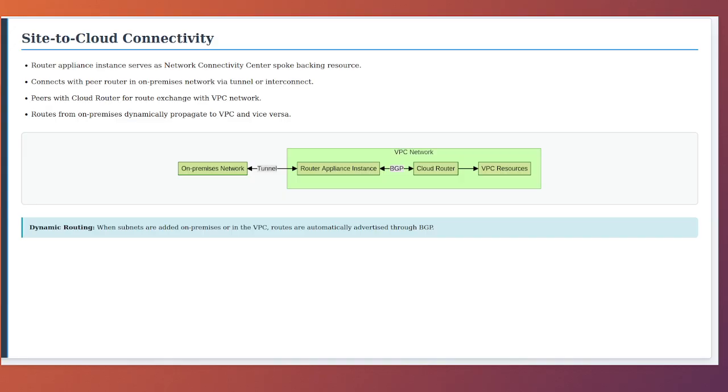The cloud router is Google's managed service that receives routes from the appliance and installs them into the VPC routing table. The cloud router connects to your VPC resources, which are the Compute Engine virtual machines, GKE clusters, Cloud SQL instances, and other workloads running in your VPC that need to communicate with on-premises systems. The bidirectional arrows throughout the diagram indicate that traffic and route advertisements flow in both directions, enabling full connectivity between the two environments.